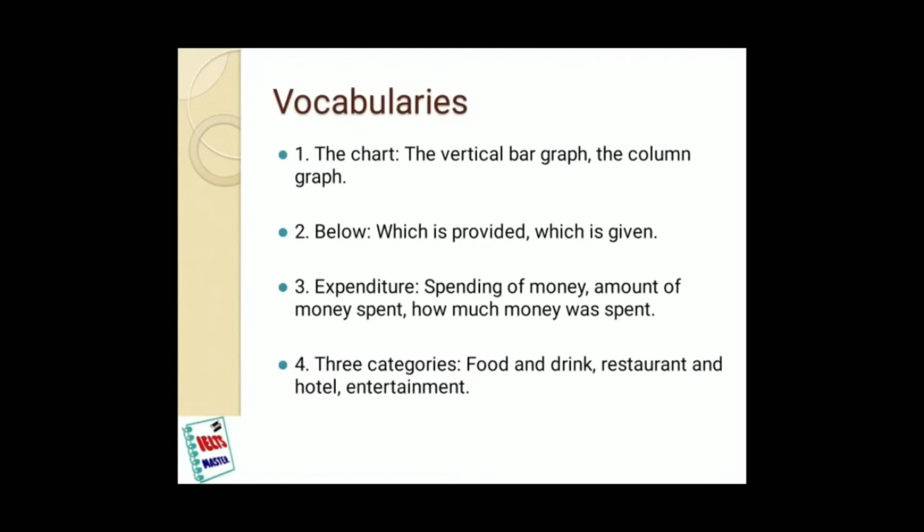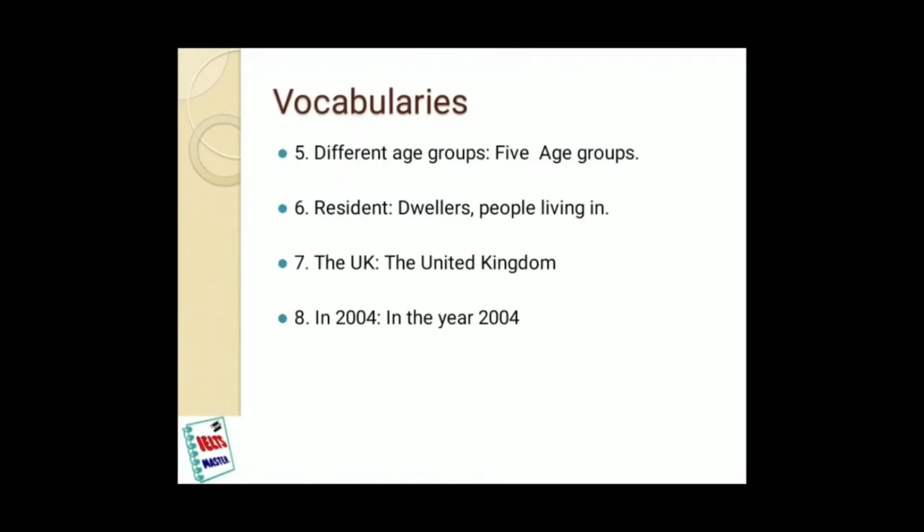Next, we can see three categories. For that, you can describe at least the three categories. Just try to describe what the categories are: food and drink, restaurant and hotel, entertainment, just like that. Next is different age groups. For different age groups, just see how many age groups are given. I can see 5 different age groups are there. We can say 5 age groups, or just like the previous 3 categories vocabulary, we can mention the different age groups like below 30, 31 to 45, 46 to 60, 61 to 75, and above 76.